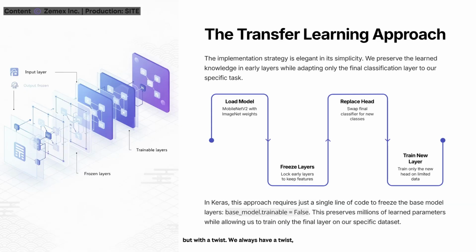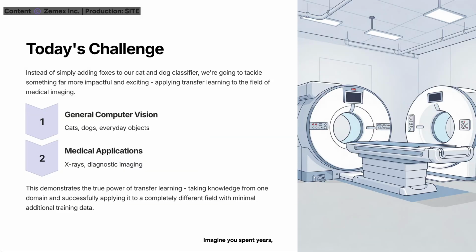We always have a twist, right? Instead of adding foxes to our cat and dog classifier, we're going to tackle something even more exciting, totally different: medical imaging. Imagine you spent years learning to recognize everything in the world: cats, dogs, cars, trees, faces, buildings, millions and millions of images. You become an expert at understanding what you see.